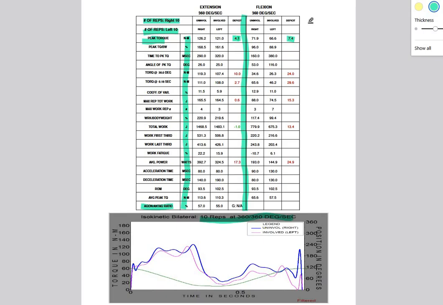Anything from 11 up to 25% is considered cause for intervention, and anything above 25 is a significant bilateral asymmetry that requires significant action to address. So to the right of this line here, we have the flexion movement, the opposing movement, and it's the same values. You have the involved and the uninvolved limb, or the uninvolved and the involved limb, left and right, and the deficit between the two.